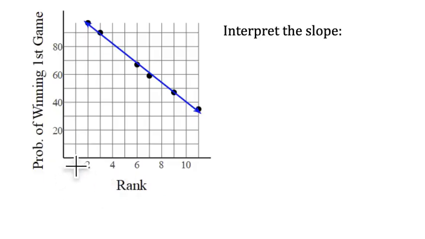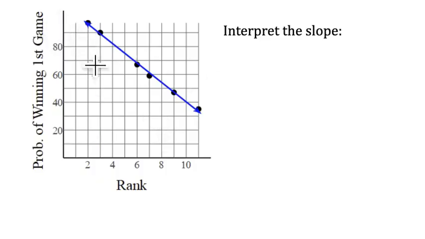Notice that the x-axis is going by ones, and the y-axis is going by tens. So a team ranked number 3 has about a 90% chance of winning their first game.